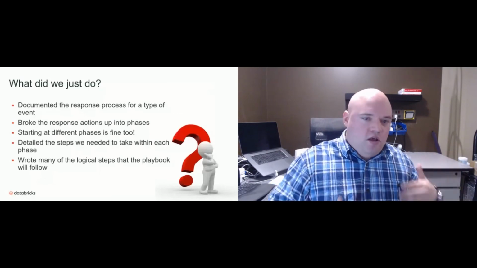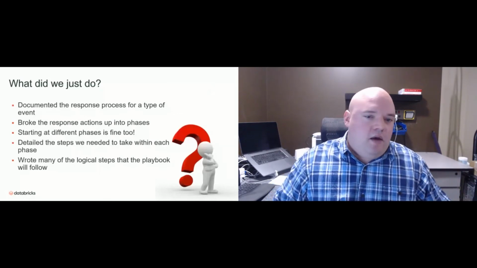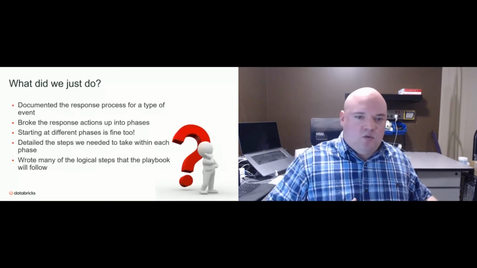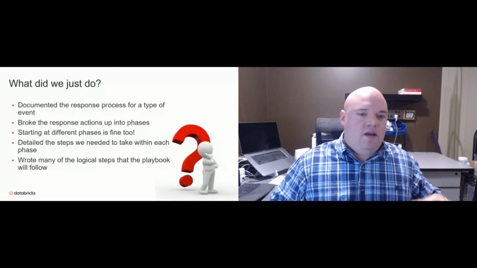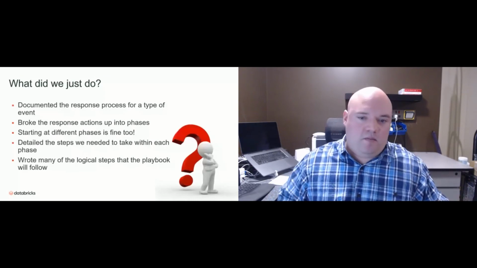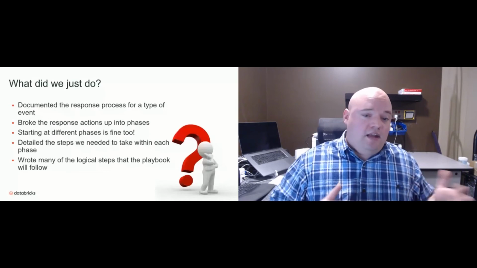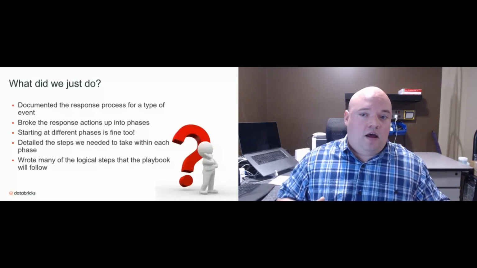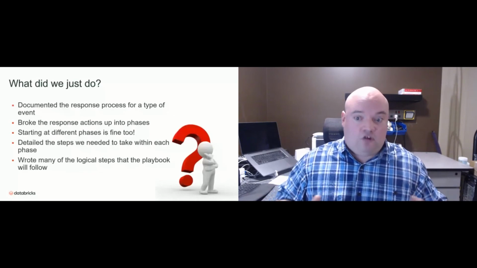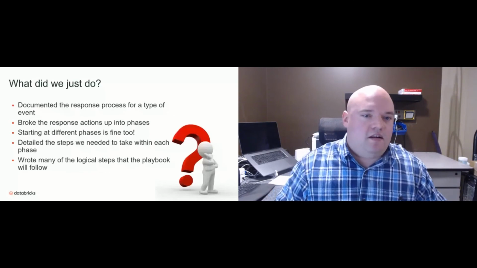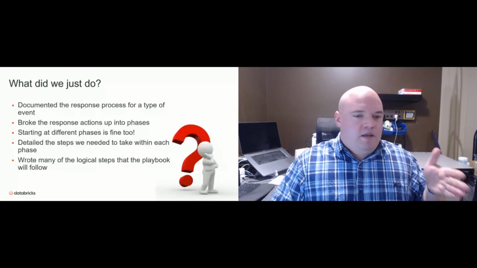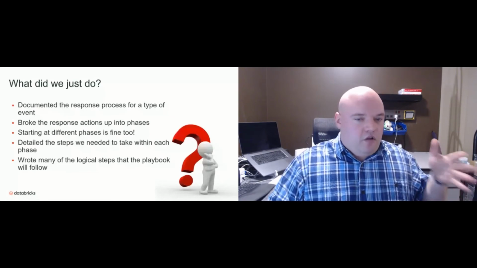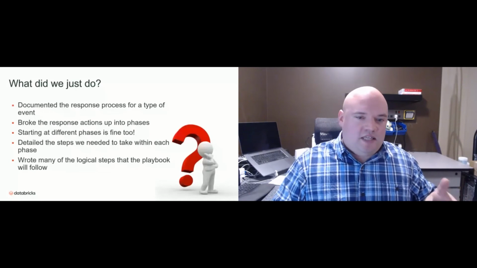We broke those response actions down, and we started looking at the different phases within those response actions, and we started determining, well, what can we automate and what can't we automate? And we didn't go through the whole thing, right? I didn't talk about what do we do if the URL that the user visited is actually malicious or not, but we're going to get into that in a few seconds here. But we basically determined what are the logical steps that we would follow inside of a playbook.